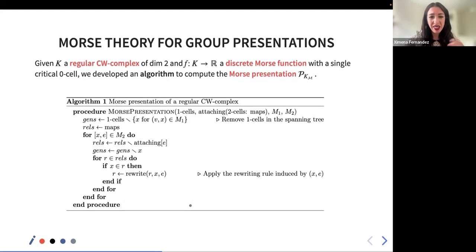Great. And this is the pseudocode of this algorithm. I don't want to look at the details, but the idea is that you start with the attaching map of all the two cells, and then you modify the attaching map every time you have an internal collapse. So this pair of cells, you remove this pair of cells, like in a regular collapse, and then you rewrite the attaching map of the rest of the two cells. So this is the idea of the algorithm, basically, like I showed you in the example.